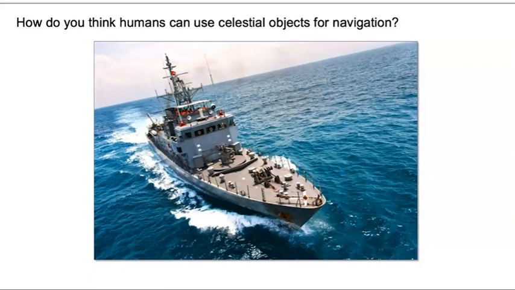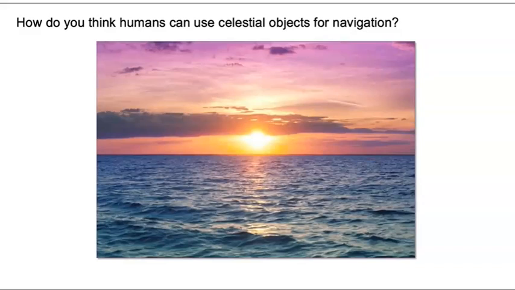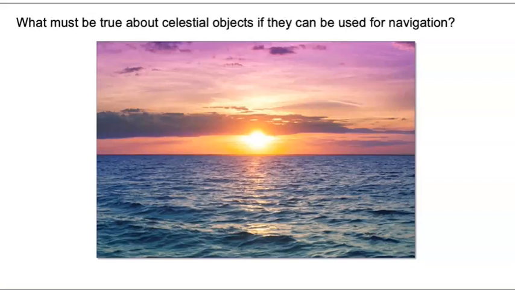But how do you think humans can use celestial objects for navigation? Well, I remember that the sun rises in the east, so that could help figure out which way is east. And if the celestial objects stay in the same place, we could use them like landmarks to help us find our way. What must be true about celestial objects if they can be used for navigation?